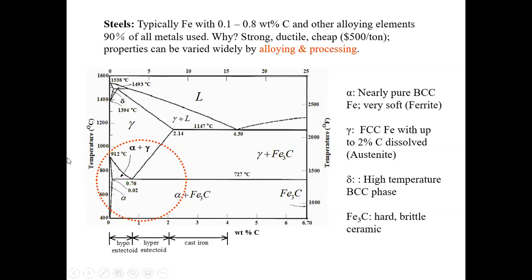And there's some terminology about this transformation for steel. If your composition is higher than 0.776%, people typically call this hyper-eutectoid. If your composition is lower, this is called hypo-eutectoid. And if you have even higher composition, this is called cast iron. Again, this is some terminology, and if you happen to see these, they're referring to the different composition of carbon you put in the system.